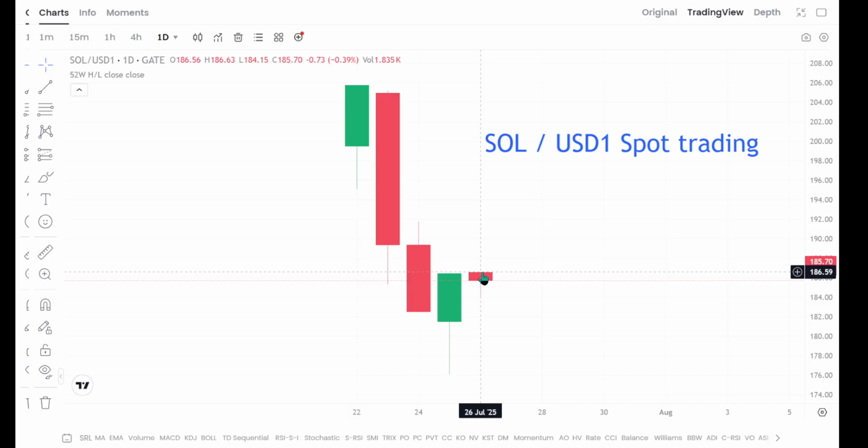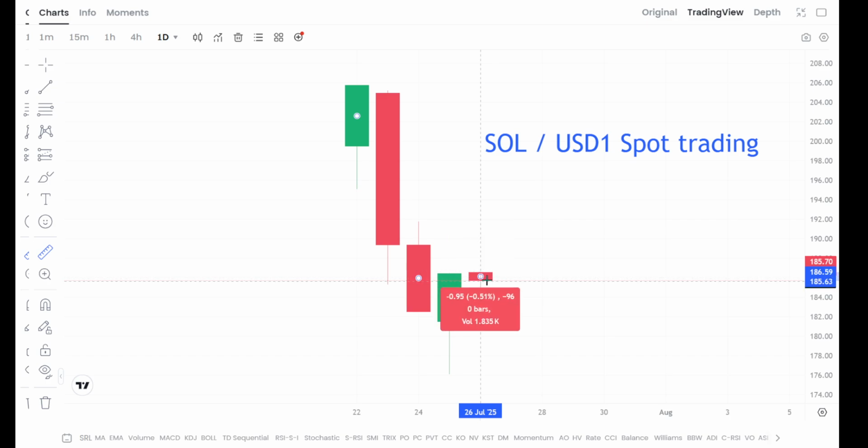For the next day, you can see this is 26th July 2025, meaning today the market price of Solana was open at 186.65 USDT. The market price went down and was closed at 185.76 USD1. It is 0.82, and the market price had decreased to 0.82 USD1. It is 0.44%. 83 USD1 was the loss in the Solana market, and 1.835 thousand Solana has been traded on that day.